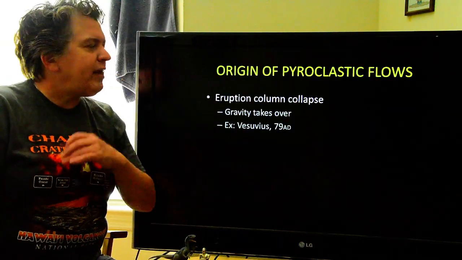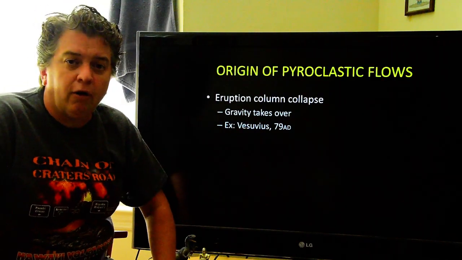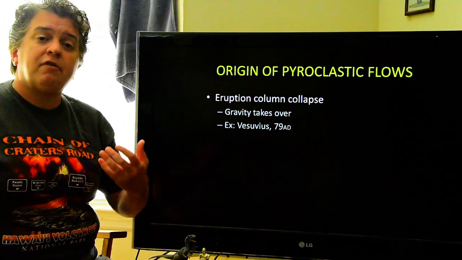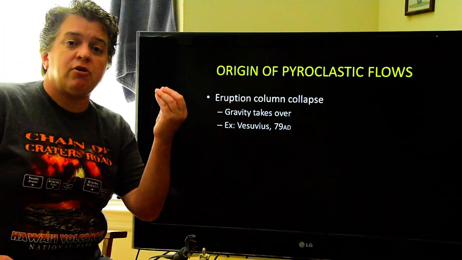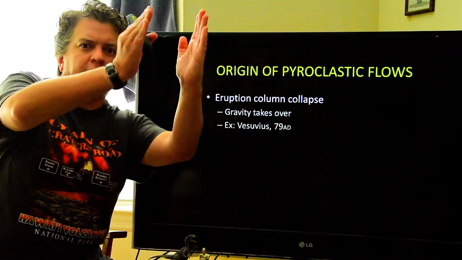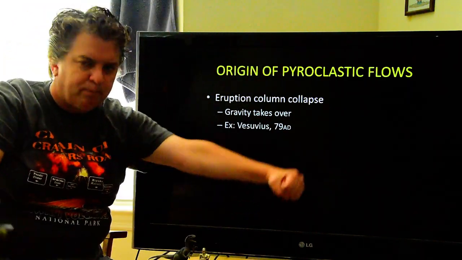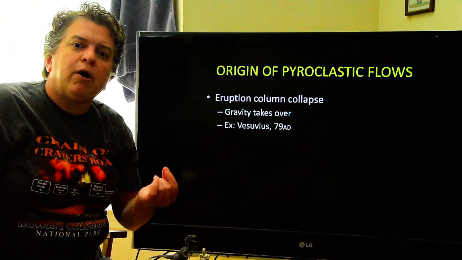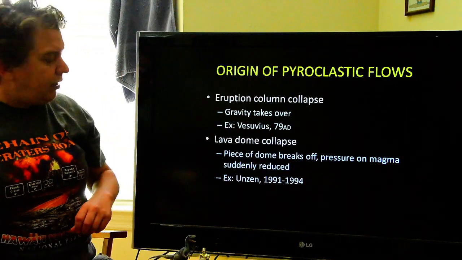All right, so how do we get these incredibly scary pyroclastic flows? Well, there's four basic ways that pyroclastic flows are formed. One way is from an eruption column collapse. Basically, the volcano blasts all this ash and pyroclastics upwards, then gravity takes hold and pulls it down and creates the flow. That's like what ended up burying Pompeii when Vesuvius erupted in 79 AD.